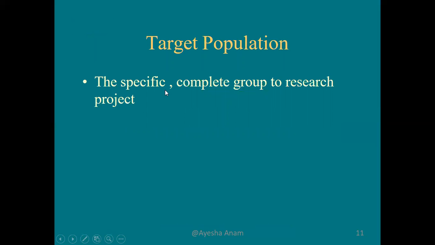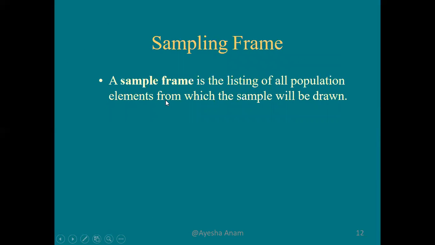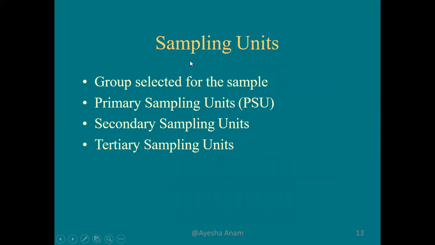Now what is meant by target population? The specific complete group relevant to the research project is called the target population. What is meant by sampling frame? A sampling frame is the listing of all population elements from which the sample will be drawn. Sampling unit: the group selected for the sample is called the sampling unit. Primary sampling units are there, secondary sampling units are also there, and tertiary sampling units are there.